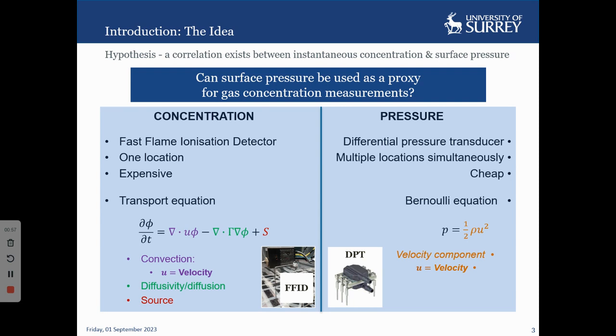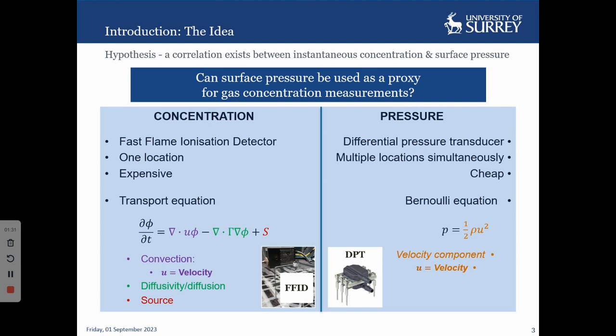Current experimental methods measuring concentration in wind tunnels use something called a fast flame ionization detector, but this apparatus is large, expensive, complex to use, and quite limiting in the fact that you can only measure concentration in one location at a time. On the other hand, surface pressure is much simpler to measure. The sensors are much cheaper, and you can use lots of them to measure surface pressure in lots of locations simultaneously. So the hypothesis of my research is whether we can use surface pressure as a proxy for concentration measurements.